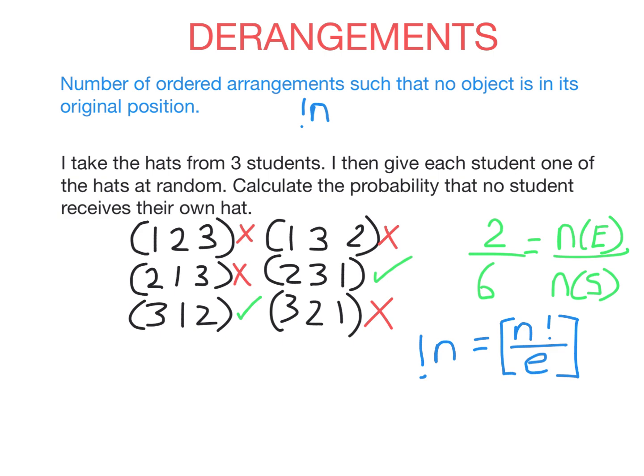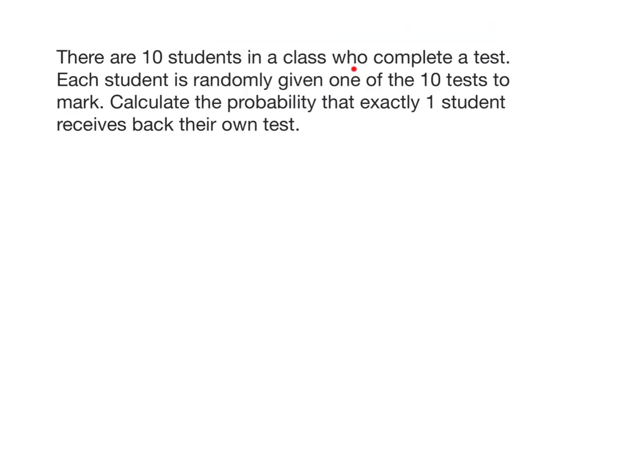So e is just a button on your calculator. It's okay if you don't fully know what e is. You can still input it into this formula. All right, let's look at another question. So there are 10 students in the class who complete a test. Each student is randomly given one of the 10 tests to mark. We're going to calculate the probability that exactly 1 student receives back their own test.